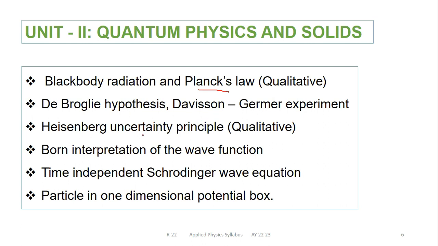Then we will see the Heisenberg uncertainty principle qualitatively. Then we will see what a wave function is and how this wave function plays the key role in quantum mechanics. Along with it, the time independent Schrodinger wave equation, and as part of the applications we will see a particle in a one-dimensional potential box.